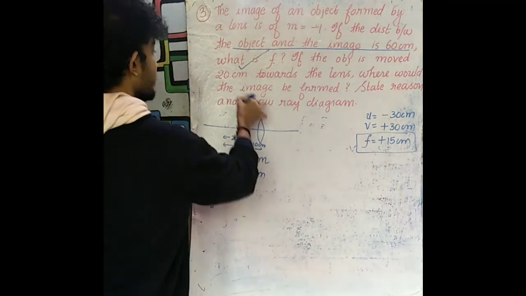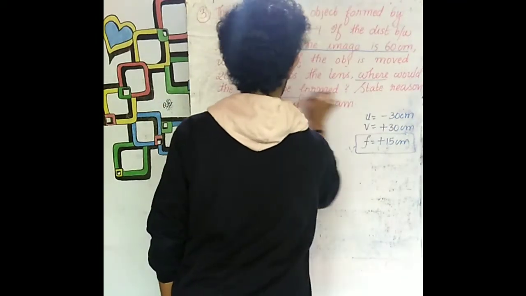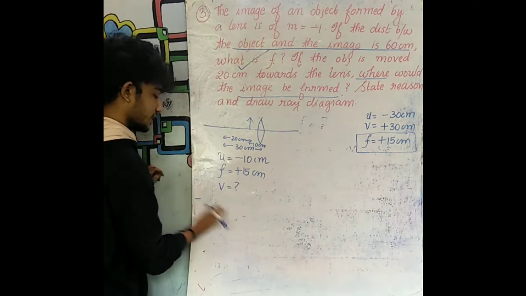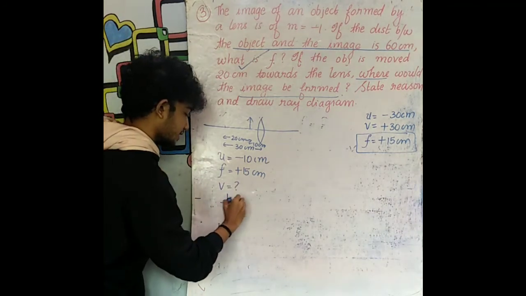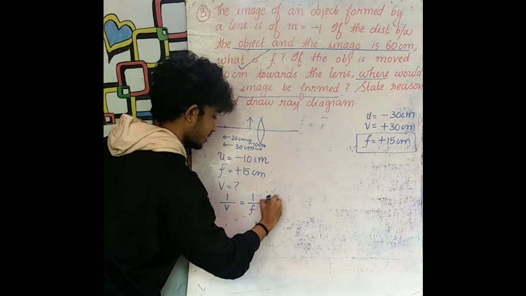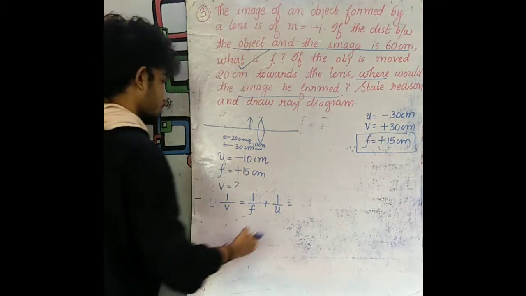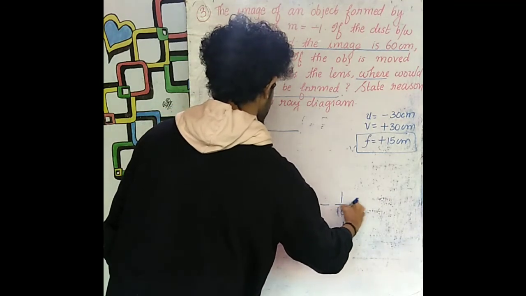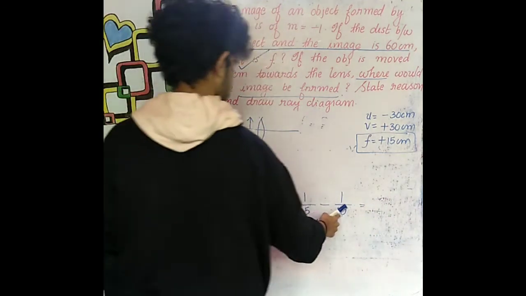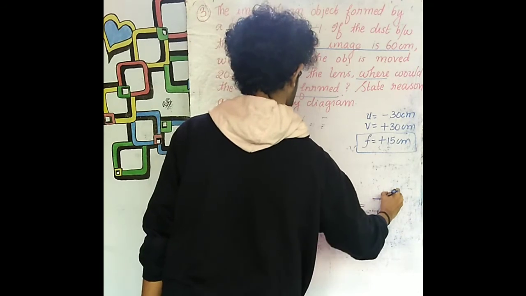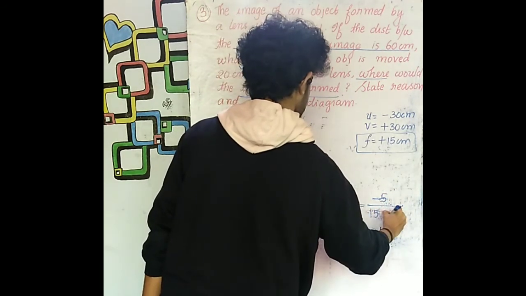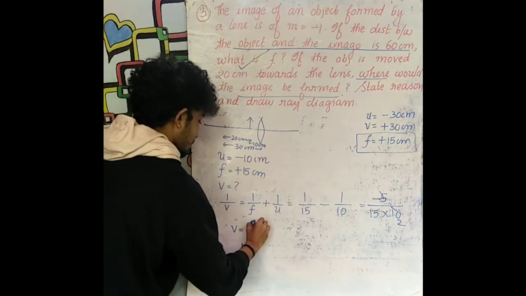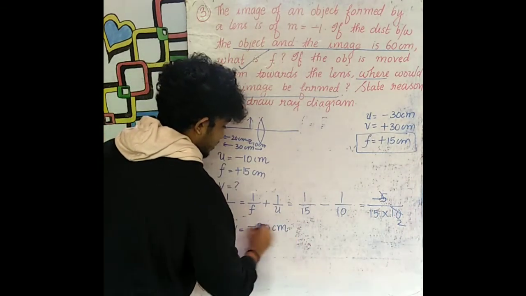Now, where would the image be formed? Where is the image formation taking place? We are asked to find v. Using the lens formula, 1 by v is equal to 1 by f plus 1 by u, which is equal to 1 by 15 minus 1 by 10, which is equal to 10 minus 15, that is minus 5, divided by 15 into 10. Therefore, v is equal to minus 30 centimeter.